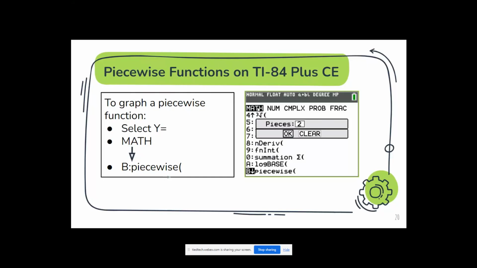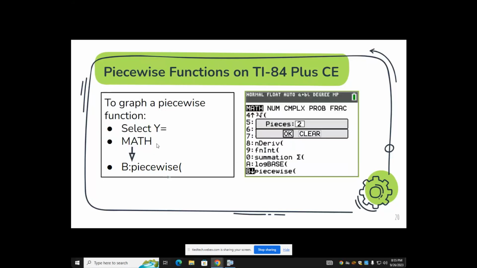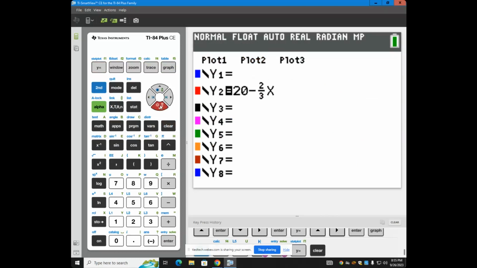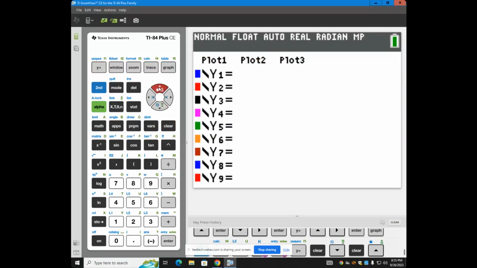So I'm not sure if you're aware, but if you go into the Y equals menu on a brand new screen, and if you press the math button, let me go to that. So I'm going to clear these off. You have to be sitting in the Y equals first.